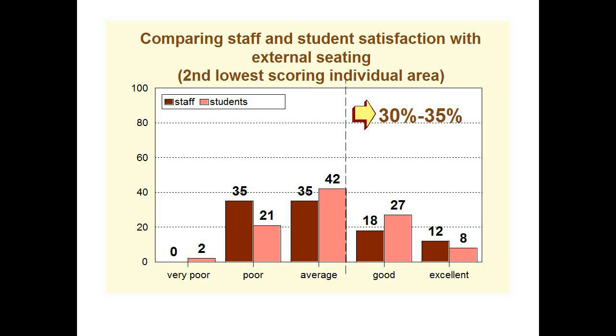And this graph here drills down a little bit further on the result that we got for external seating. As you can see here, it's not just students, it's staff and students that are dissatisfied with the external seating arrangement with the design of these buildings. Only 30 to 35% of the total population surveyed believe the external seating is adequate. So these are really good results that really help feed back into future designs of buildings.